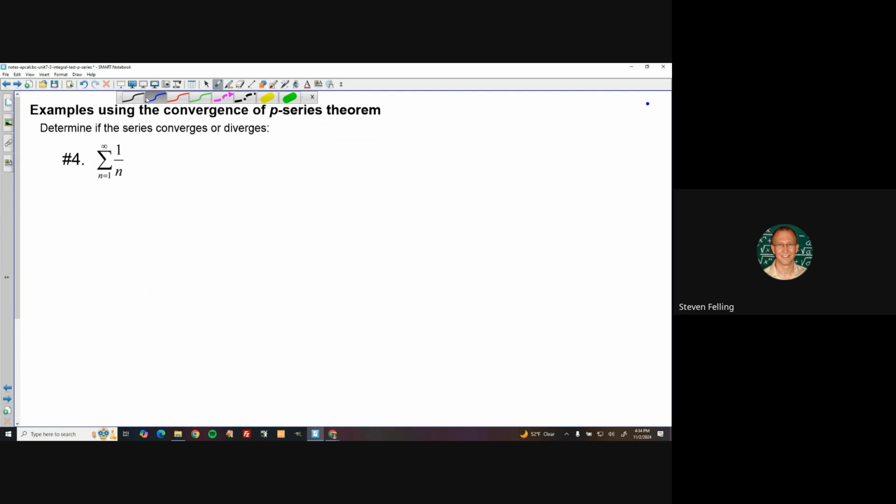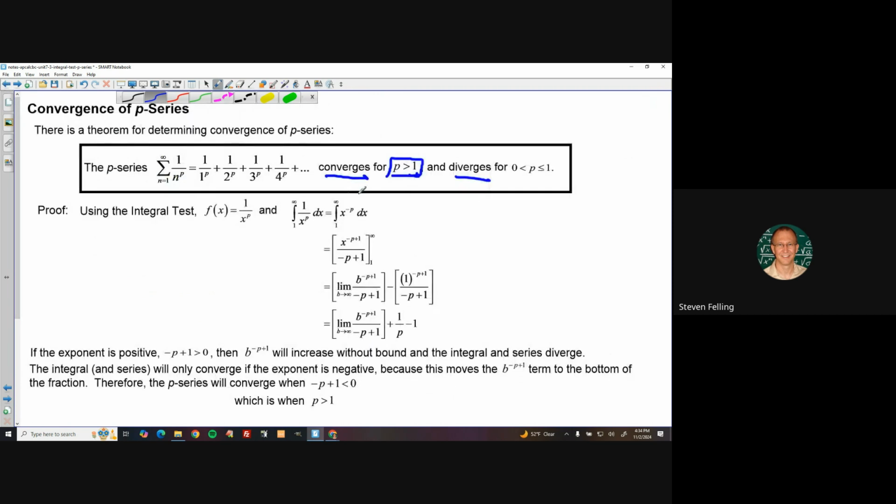So as soon as I see this, based on its form, I'm recognizing this is a P series. So I would write that I'm doing a P series. There is a 1 there, so I'm going to identify that with P equals 1. And the rule was that for this to converge, you have to have a P that's greater than 1. So the equal to 1 case is one of the diverging cases.